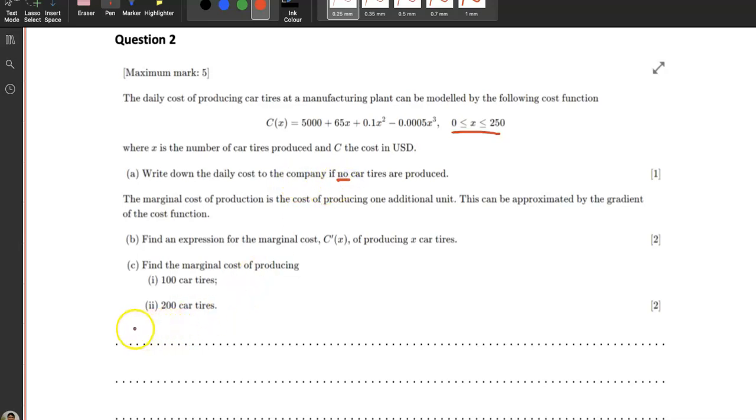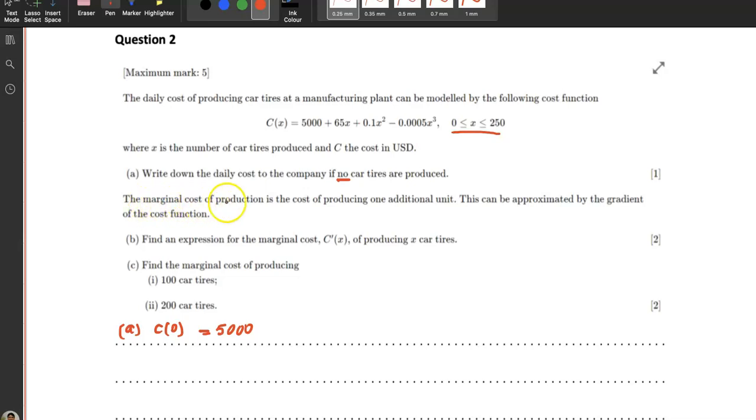So if no tires are manufactured, what will happen? What will x be? 0. So you put 0 in this. If you put 0 in this, only 5000 will remain. All this will become 0. So basically, even if you don't make one tire, your expense is 5000.